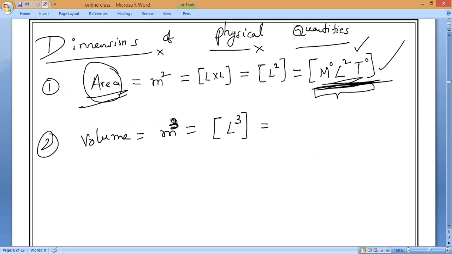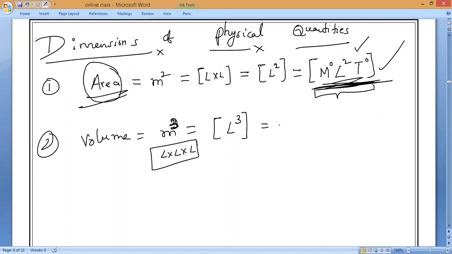Clear? Yes, sir. Why am I writing L3? Because volume means we get length into length into length. Pradosh, do you understand? Dimension means nothing, Pradosh. Just we are representing the derived physical quantities in the powers of fundamental physical quantities. That's all it is. Clear? We are expressing the derived physical quantities by making the fundamental quantities in the form of powers. That's all it is. Clear?